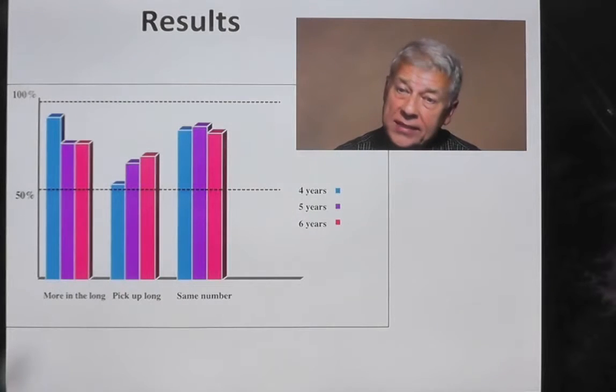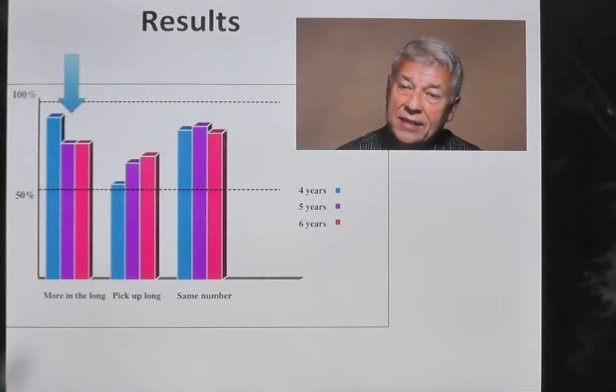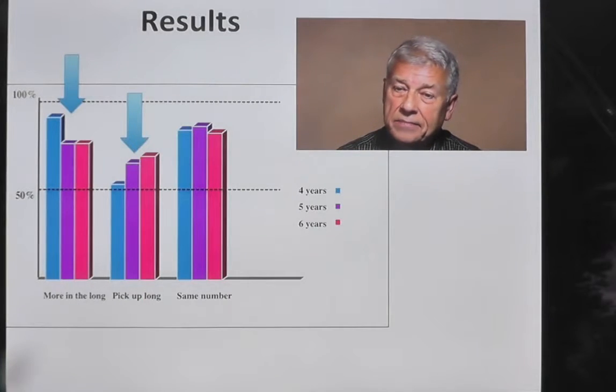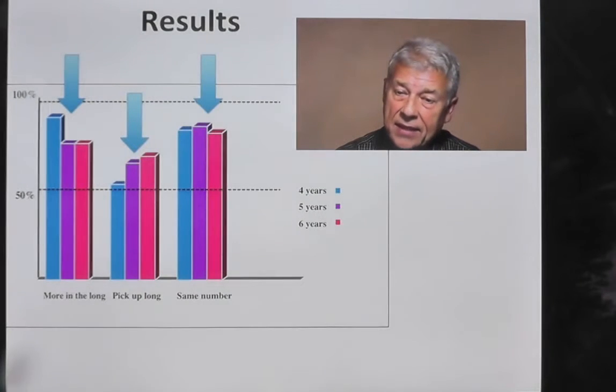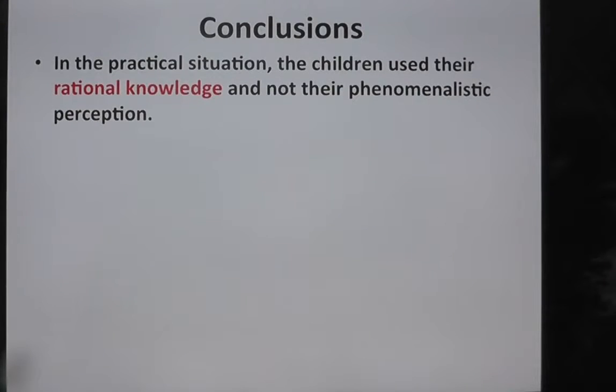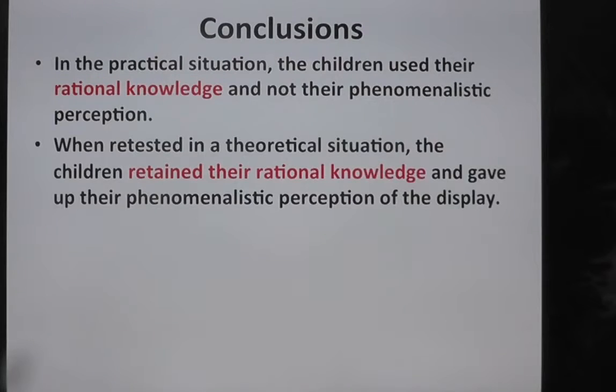As on this graph, you can see that more than 80% of children answered that there were more chocolates in the long row, but only about 50% picked up the long row in a practical situation. When asked for the second time, up to 90% of children correctly said that there were equal numbers in both rows. We can therefore conclude that in the practical situation, the children used their rational knowledge and not their phenomenalistic perception. When retested in a theoretical situation, the children retained their rational knowledge and gave up their phenomenalistic perception of the display.